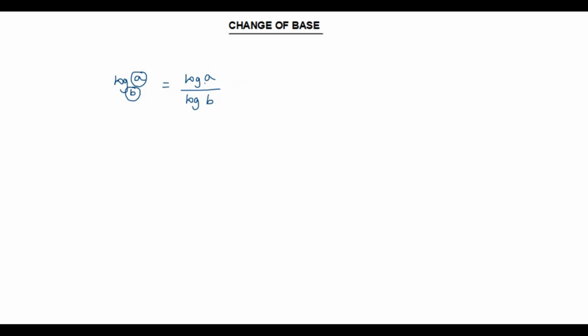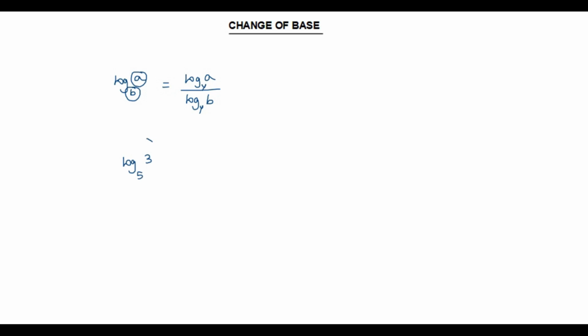Here, I want to get the base x, so I must take the base x for both the logarithm in numerator and the logarithm in denominator. In case I would like to have the base y, what should I do? It's very simple. I have to take base y for both the logarithms. So this is how we have to change the base of a logarithm. Let's look at another example.